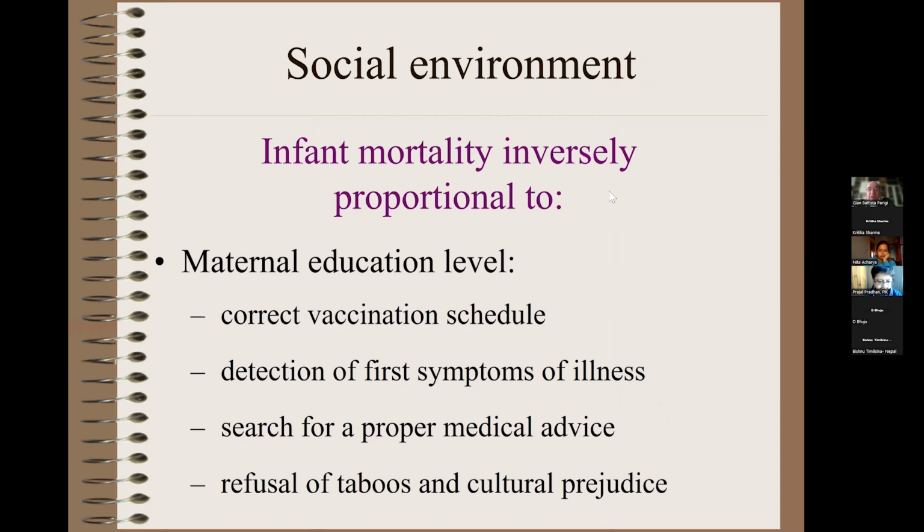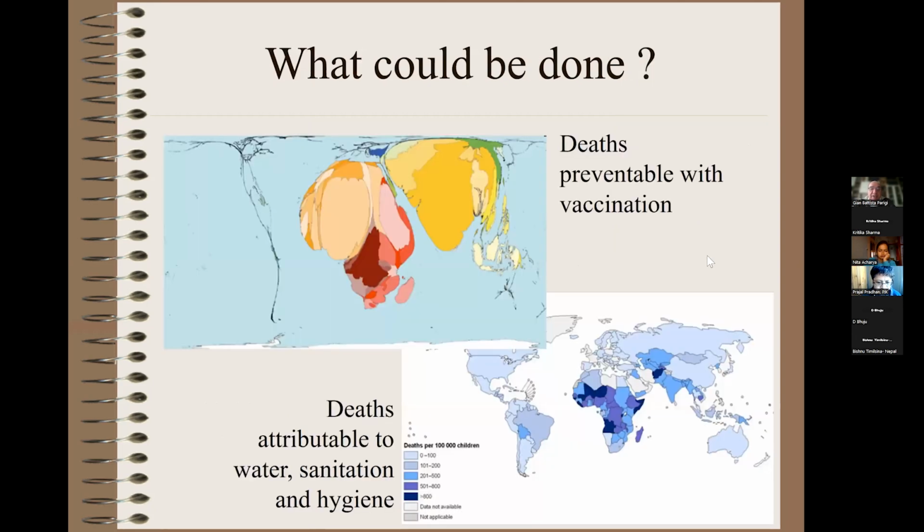We have to think also about the social environment. The infant mortality is proportional, for example, to the maternal educational level, vaccination schedule, detection of symptoms of illness, and so on and so forth. What could be done? Vaccination. Vaccination is one of the most important issues to follow. Look, these are the deaths preventable with vaccination. Therefore, for my colleagues, for the government of India, Pakistan, Nepal, this is the way in which it's possible to do a lot. On the other hand, to offer clean water, simply clean water.